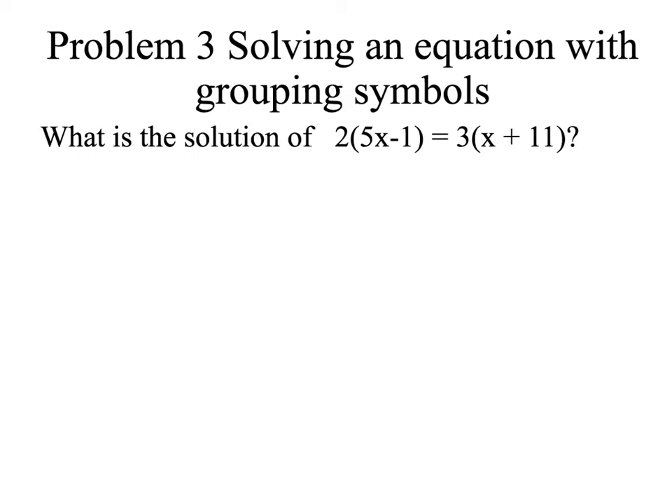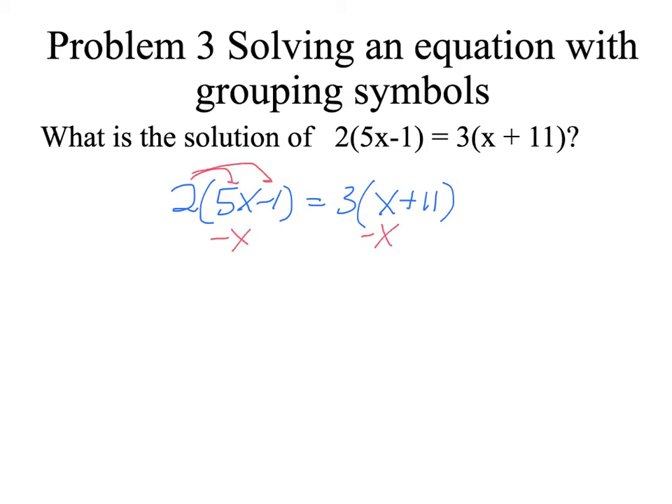Okay, now we have one where you have to do the distributive property, and you still have variables on both sides. So let's see, we have 2, and then parentheses 5x minus 1 equals 3, parentheses, x plus 11. What a lot of people try to do is start subtracting the 5x or the x before they do the distributive property. Like, they try to subtract x here and x here. But you have to distribute first before you can start moving variables.